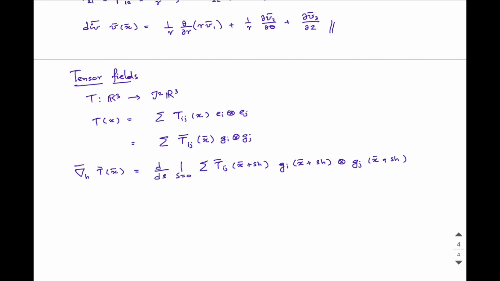Simple enough. And now you apply the chain rule. So you first take the derivative with respect to this, and then you take the derivative with respect to this, and finally with respect to g_j. Okay, so it's a very simple expression.